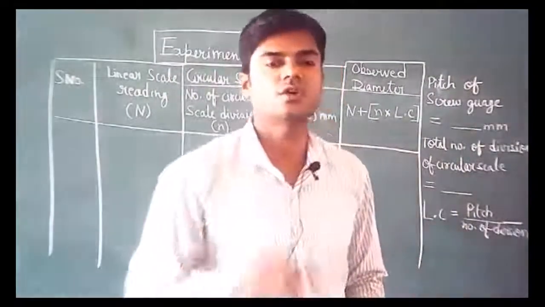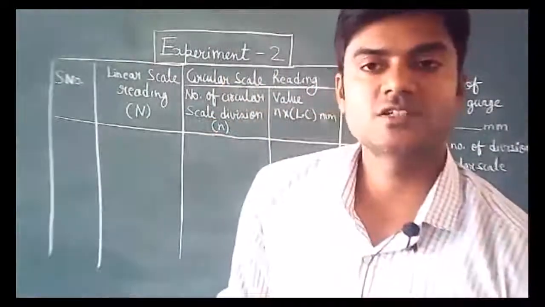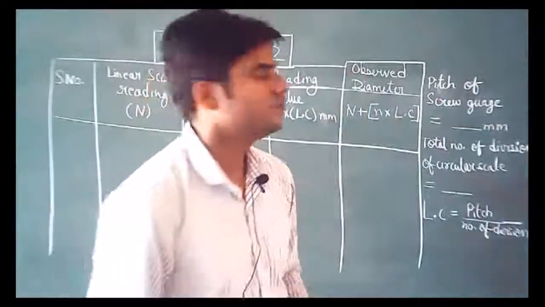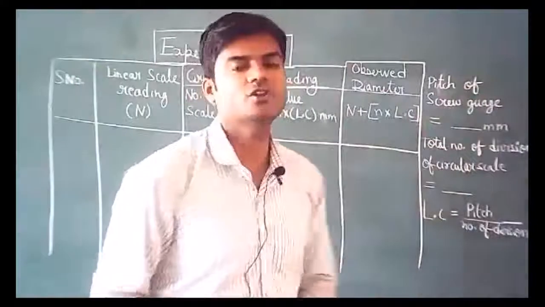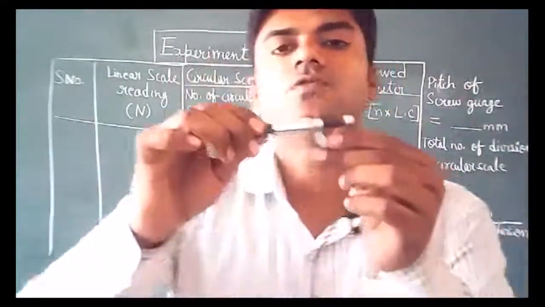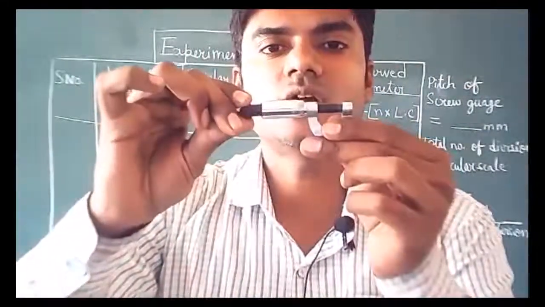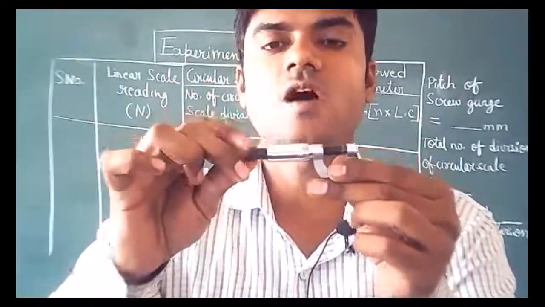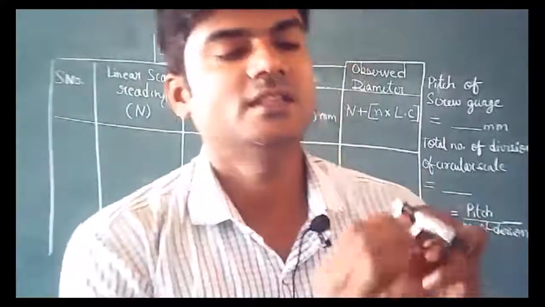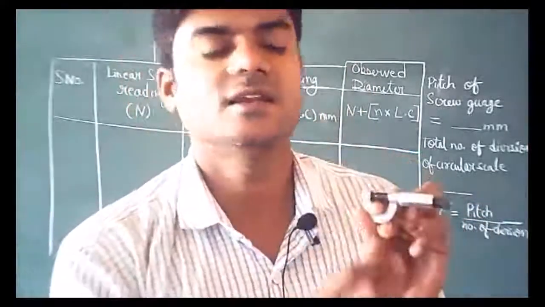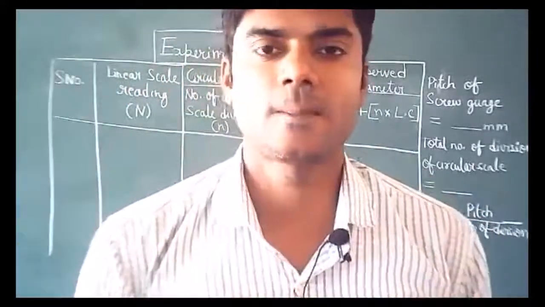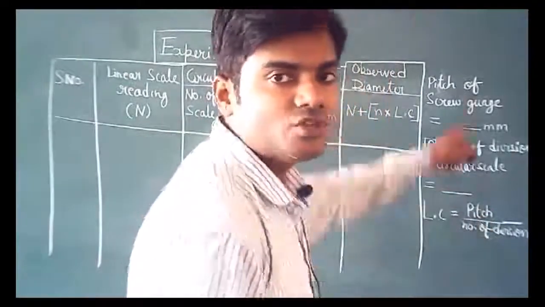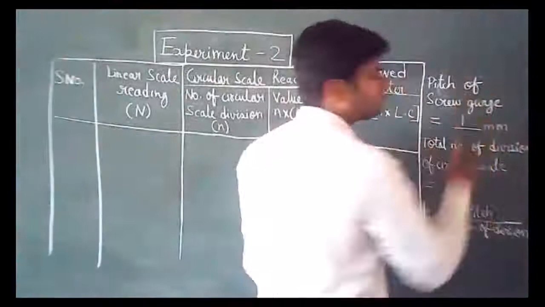Least count is the smallest measurement which you can take from this screw gauge. You can calculate it with the help of the pitch of the screw gauge. What is the pitch of the screw gauge? If you rotate this circular scale for one revolution, then how much does it move on the linear scale? It moves only 1 millimeter. One revolution moves 1 millimeter, that is, the pitch of the screw gauge is 1 millimeter.